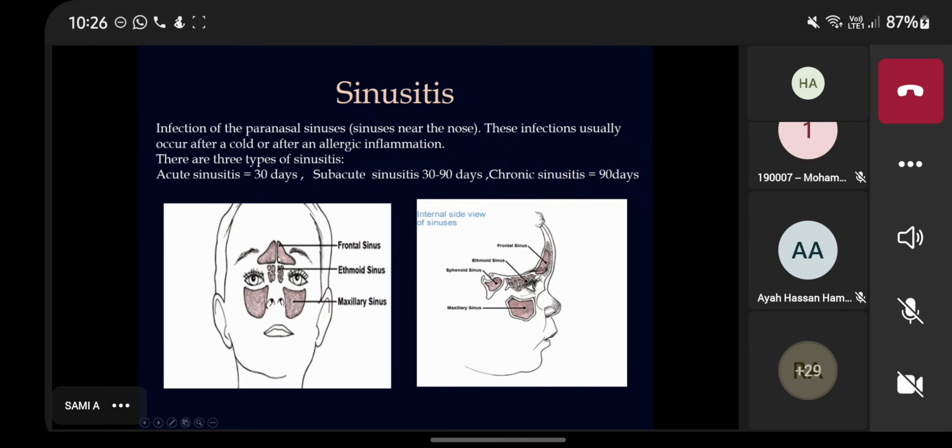The frontal sinus is located in the forehead. This sinus does not develop until the age of 7 years. And the sphenoid sinus is located deep in the face, behind the nose. This sinus does not fully develop until adolescence, around 8 to 10 years. And keep in mind, the most commonly involved sinuses in children are the ethmoid and maxillary sinuses.